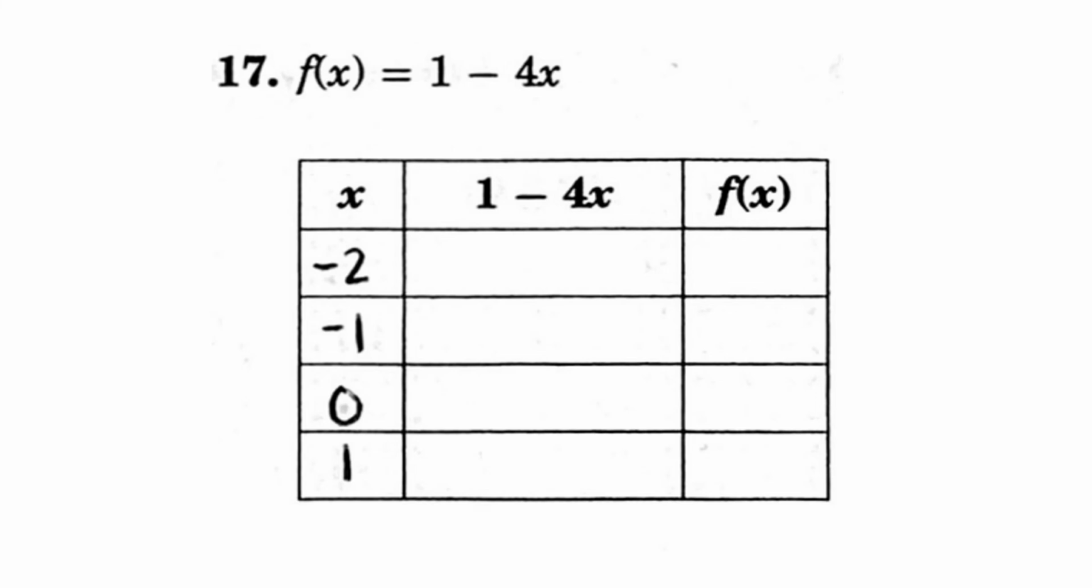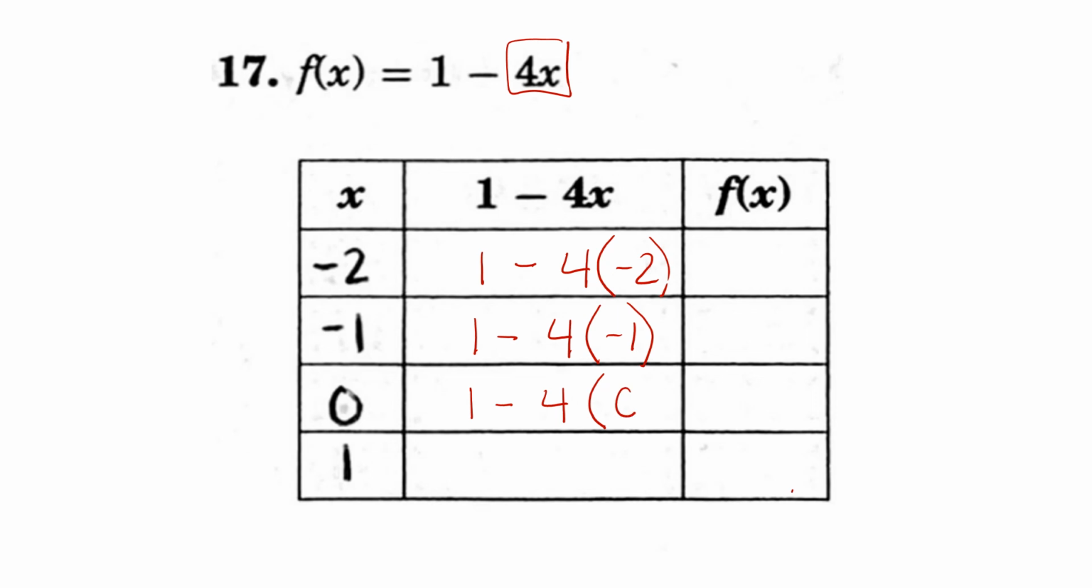For number 17, we have the equation 1 minus 4x. Even though this problem is written backwards, the 4 and the x still mean multiply. However, the 1 and the minus have to stay in the front. So when we write it, we can write it as 1 minus 4 times negative 2. 1 minus 4 times negative 1. Everything has to stay in the same order. 1 minus 4 times 0 and 1 minus 4 times 1. Because the 1 stays in the front of the equation, it has to stay in the front of our problem.